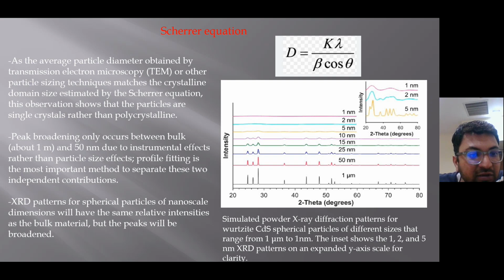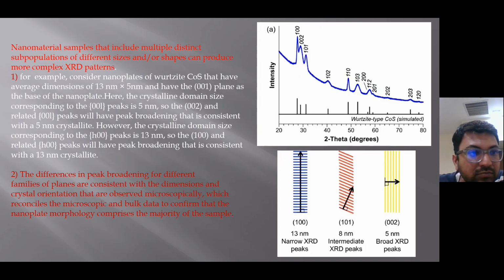An XRD pattern for spherical particles of nanoscale dimension will have the same relative intensities as the bulk material, but the peaks will be broad. Nanomaterial samples that include multiple distinct subpopulations of different sizes or shapes can produce more complex XRD patterns. As we can see in the graph, these three patterns are of the same material, but correspond to different planes. It is 100, this is 101, this is 002. 13 nanometer, 8 nanometer is the dimension of the material.